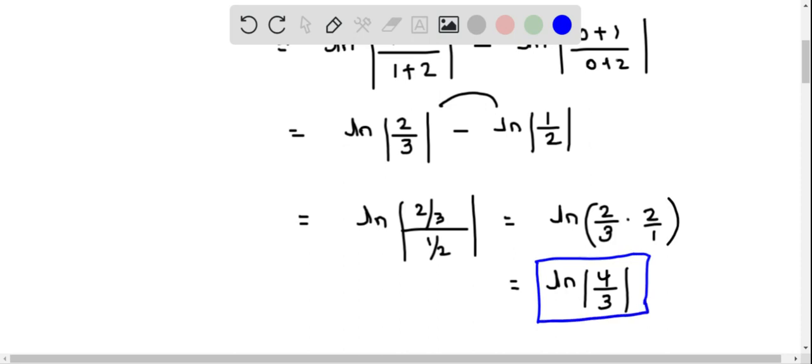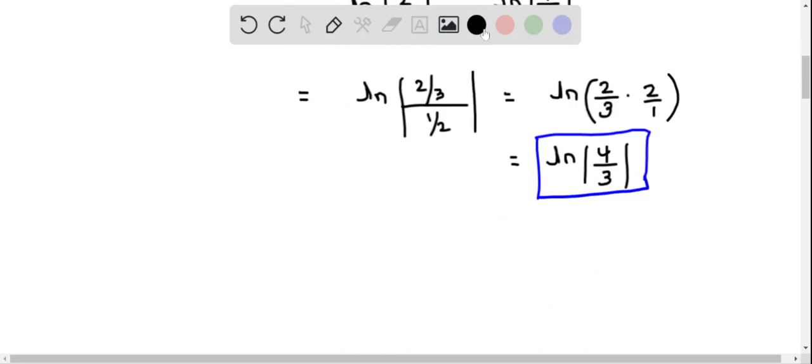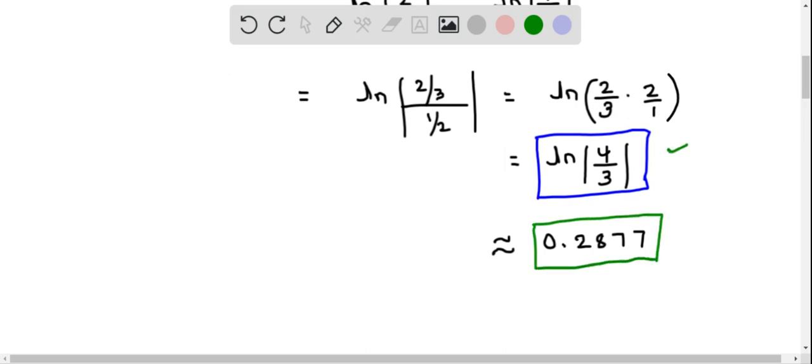In fact, we can give a decimal approximation by plugging this into the calculator. And so when we do that, we get approximately 0.2877, and this is rounded to 4 decimal places. So the result of this definite integral is this expression, or its decimal equivalent is 0.2877.